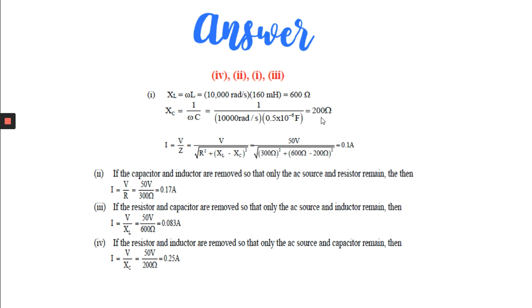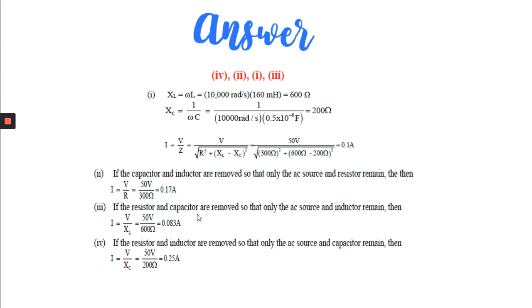XC is 200 ohm. So what is this much? This is your 50 volt by the square root of 300 ohm square plus 600 ohm minus 200 ohm square. That is the square root of 300 ohm square plus 400 ohm square. This is your 500. So 50 by 500, which is equal to what? 0.1 ampere. So that means when all the three circuit elements are there, the current in the circuit is 0.1 ampere.